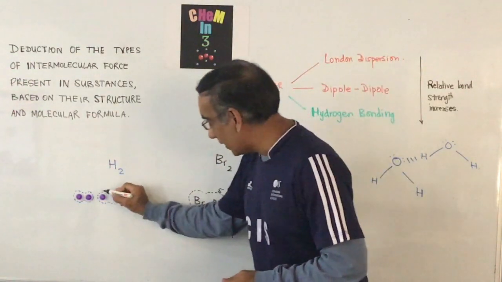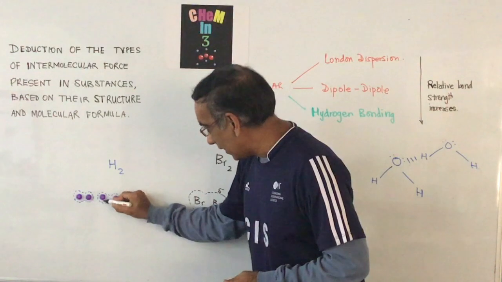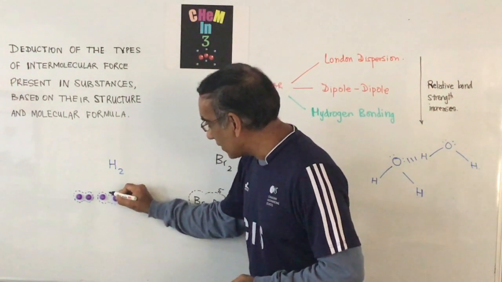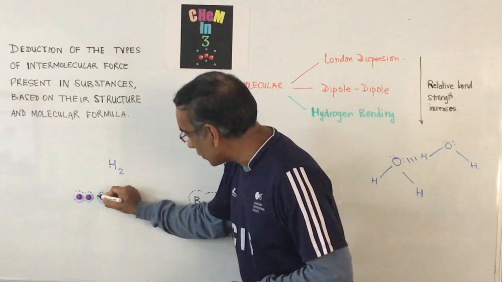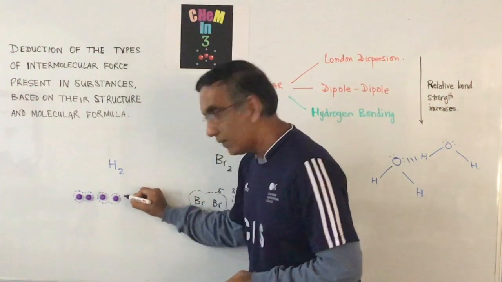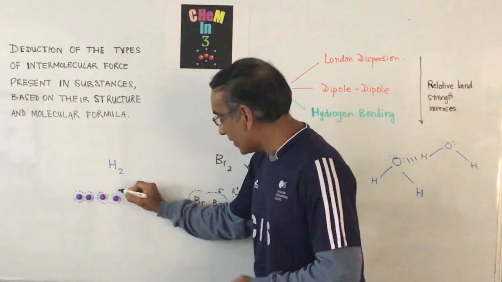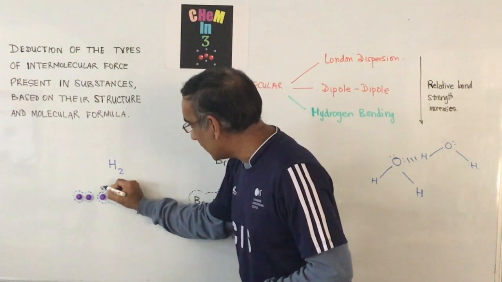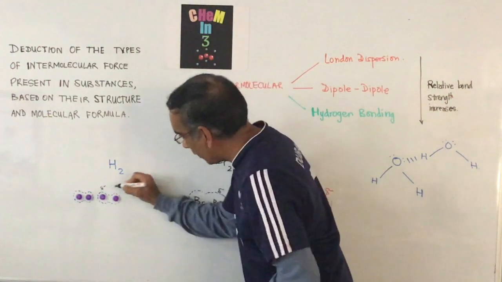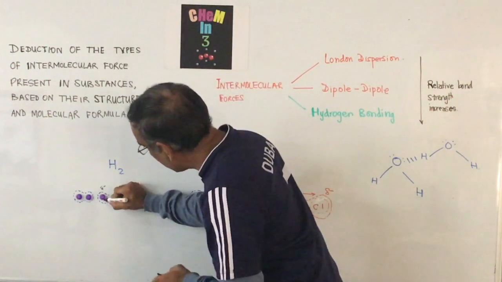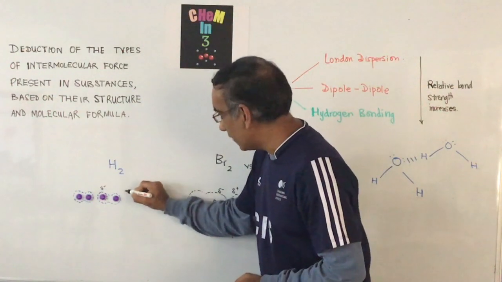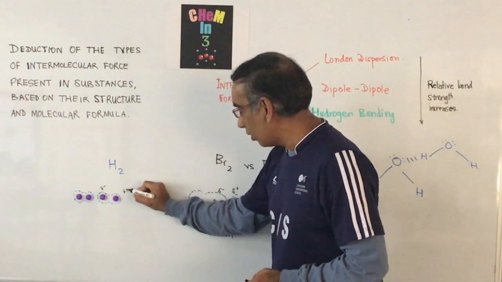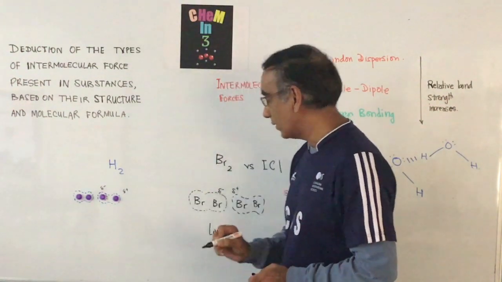And these 2 shared electrons in this hydrogen molecule can at some point in time be closer to one of the hydrogen atoms than they are to the other one. And when this happens, we say that a dipole exists. This side of the molecule that has more electrons, a higher electron density, becomes negative, and then this side becomes positive, having a small positive charge, delta positive and delta negative.